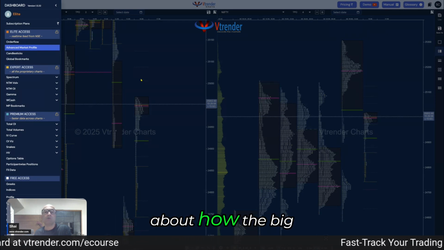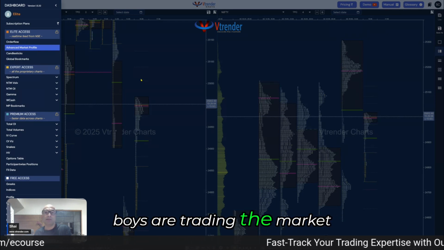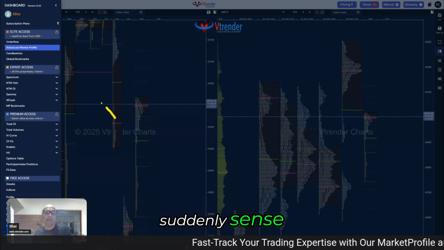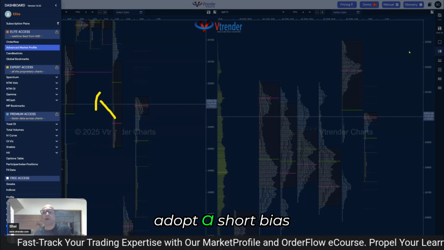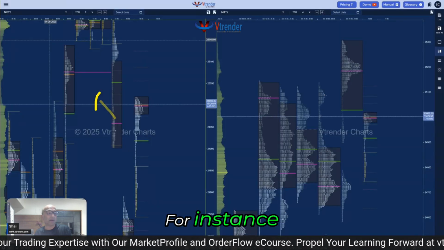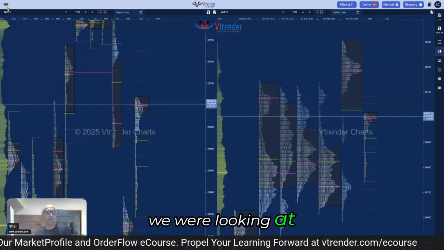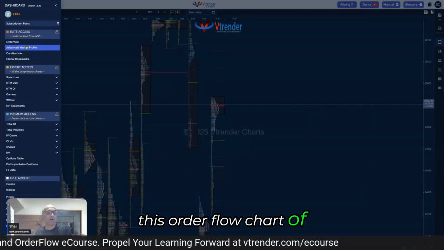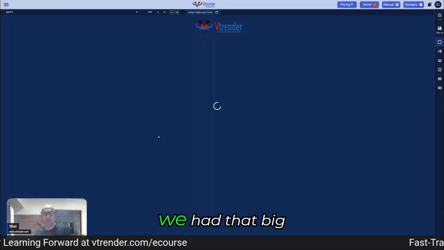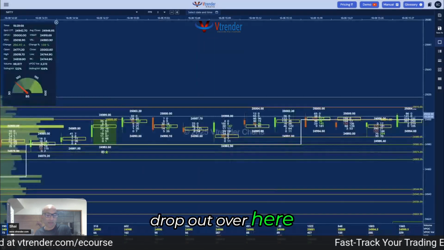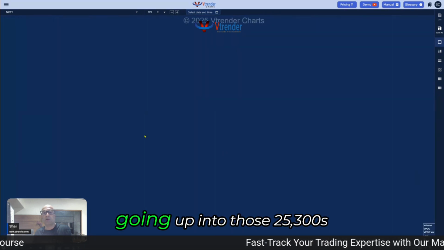Now, why do we do that? We do that because we want to have a clear understanding about how the big boys are trading the market. So they would suddenly sense that the market is wanting to go down, and they would adopt a short bias into the market. For instance, we were looking at this order flow chart of Wednesday, 3 days prior, just before we had that big dropout over here.